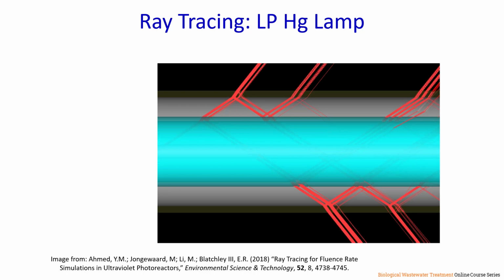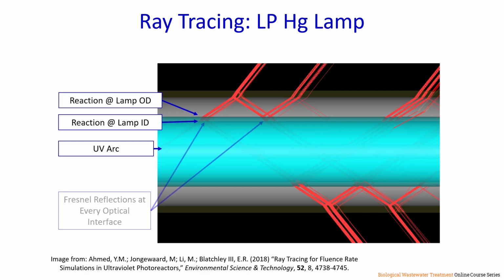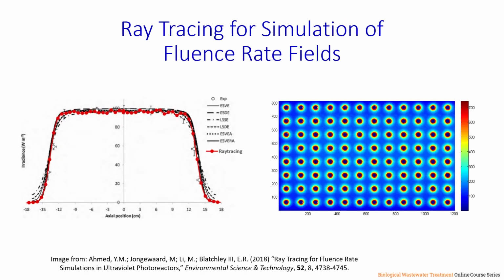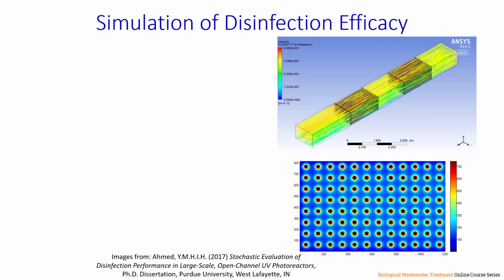So the components of those simulations include the arc itself, where the radiation is being generated, as well as reactions that take place at surfaces that include reflection and refraction, and those reactions will take place at every interface where there's a change in refractive index across the interface. Ray tracing simulations have been demonstrated to provide accurate, detailed numerical representations of the fluence rate field within systems. Moreover, these ray tracing simulations compare favorably with both measurements and numerical simulations using other methods. Ray tracing can also be incorporated into an overall simulation of disinfection efficacy.